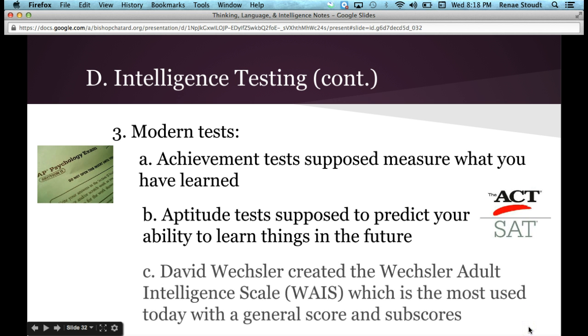Now, the last thing I want to talk about as far as modern tests are concerned is the Wechsler Adult Intelligence Scale, which was developed by David Wechsler. This one is the most widely used intelligence test today. It does have a general score as well as some subscores, so it kind of hits that idea from Sternberg of multiple intelligences, but it also hits Spearman's idea of a general intelligence. So it kind of hits both, and it is the most widely used test.